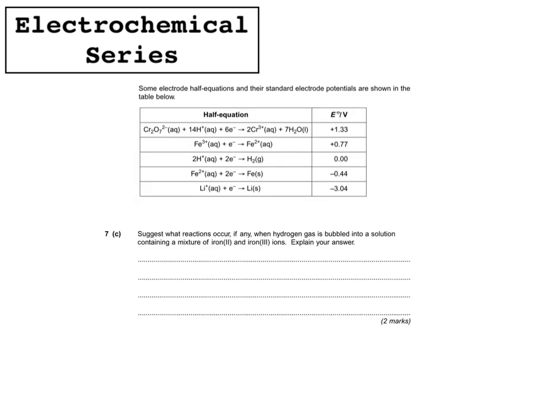And finally, it says some electrode half equations with their standard electrode potential shown in the table below. There they are. So suggest what reactions occur, if any, when hydrogen gas is bubbled into a solution containing a mixture of iron 2 and iron 3 ions. Explain your answer. So the two electrodes we're looking at here are iron 2 and iron 3 here, and hydrogen here. So electrons are going to flow from the hydrogen electrode to the Fe3+/Fe2+ electrode.